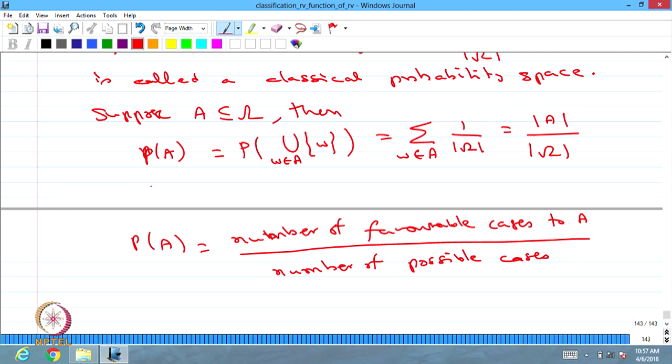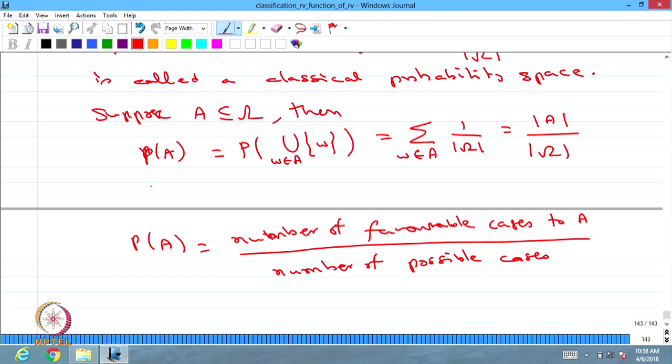So this is what we did in school days when computing the probability of an event: the number of favorable cases to the event A divided by the total number of all possible outcomes. So this is the classical probability, with the assumption that omega is finite, the sigma field is the largest sigma field, which is the power set, and the outcomes are equiprobable. That means P of each possible outcome is 1 divided by cardinality of omega. So this is called the classical probability space.